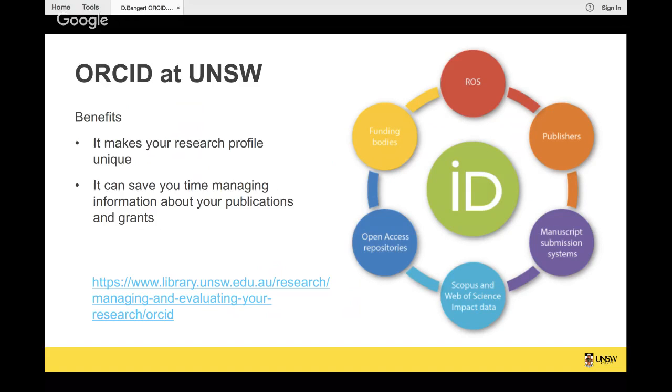At UNSW, we're part of one of the ORCID consortia, the Australian ORCID Consortium. And here our researchers are being strongly encouraged to sign up for an identifier. We are putting that message out through the research community in a number of different ways. But our two key messages are that it makes your research profile unique and that it can save you time managing information about your publications and grants.